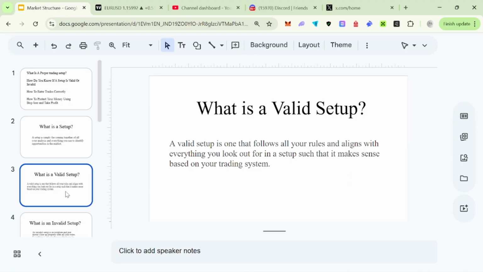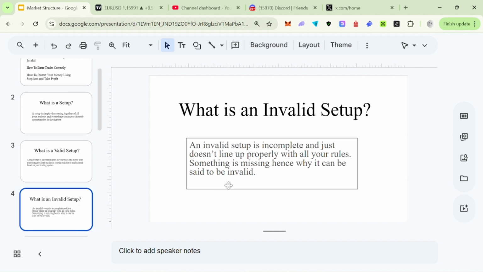Now let's go back. What is a valid setup? A valid setup is one that follows all your rules and aligns with everything you look out for in a setup, such that it makes sense based on your trading system. That is simply what a valid setup is. And then we also have an invalid setup. An invalid setup is incomplete and just doesn't line up properly with all your rules. Something is missing, hence why it can be said to be invalid.